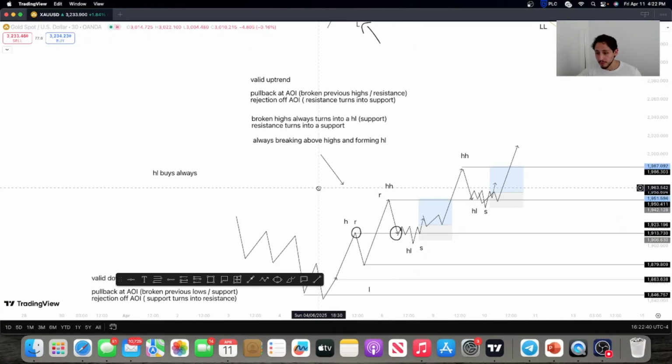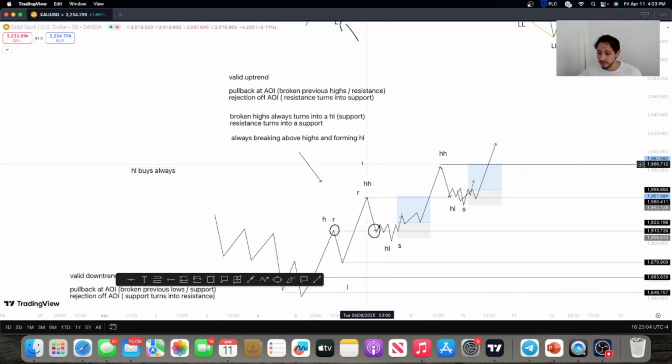If we go into an uptrend, pullback again is always going to be at the areas of interest. This is going to be the confirmation. Broken previous highs, which is this one, which is previous resistance, rejection of areas of interest. Resistance now turns into support. This is where we're looking for buying positions. Again, broken highs always turn into a higher low. Broken highs now turn into a higher low. This is where we're buying the market.